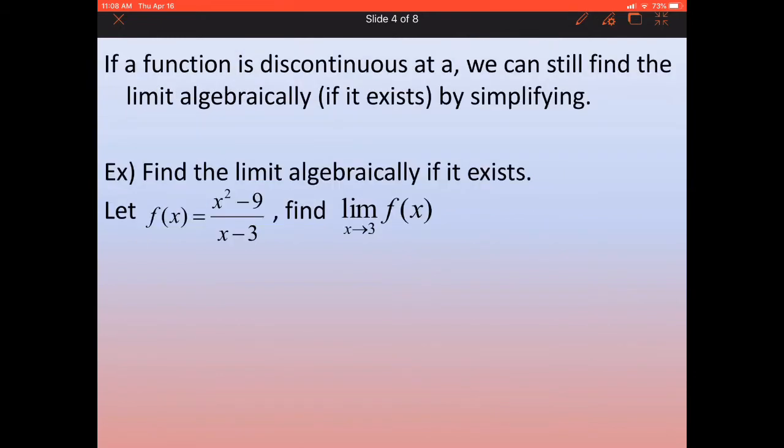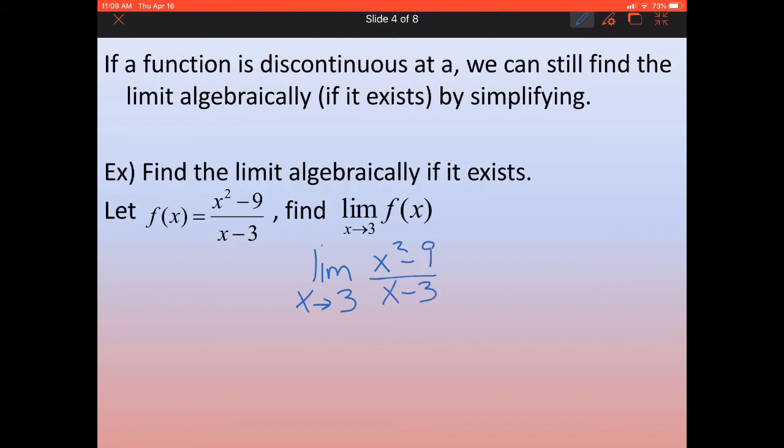So if a function is discontinuous at a, so at a it's not continuous anymore, then we probably won't be able to use direct substitution, but we can still find it algebraically by simplifying first to take care of it. So let's look at our example. To find the limit algebraically for this problem, our function is x squared minus 9 over x minus 3. We're going to find the limit as x approaches 3 of our function. I'm just going to rewrite it.